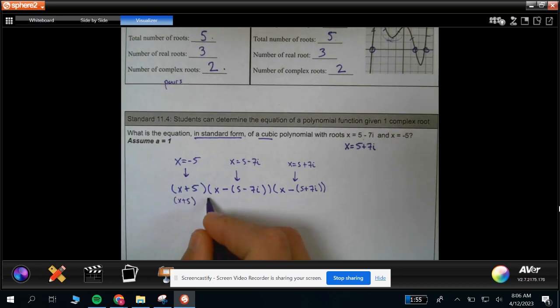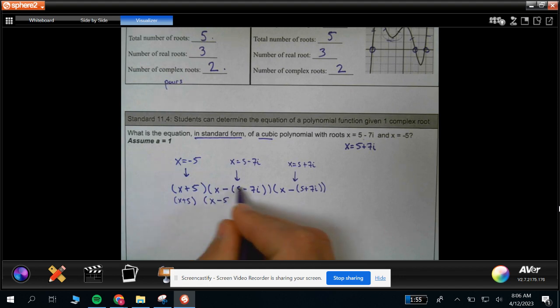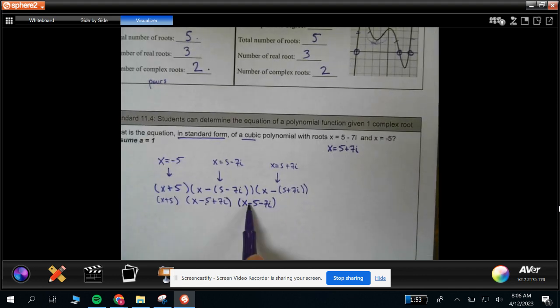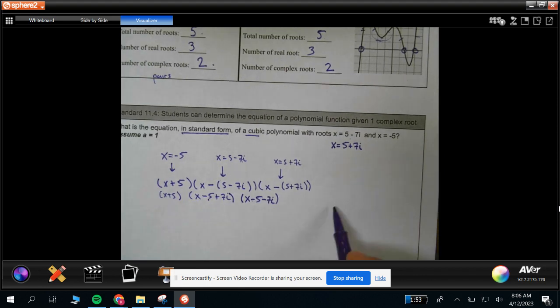x plus 5, then distribute the negative: minus 5, minus negative 7i becomes plus 7i. And you see here, if I put a 5 minus 7i here, 5 minus 5, negative 7i, plus 7i, it would all cancel out. And then here, distribute the negative, minus 5, minus 7i. If I want to find it in standard form, what do I have to do? I have to multiply it all out. So I'm going to multiply these two first, my two trinomials here.